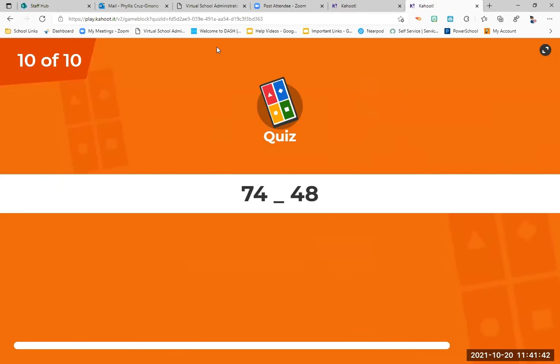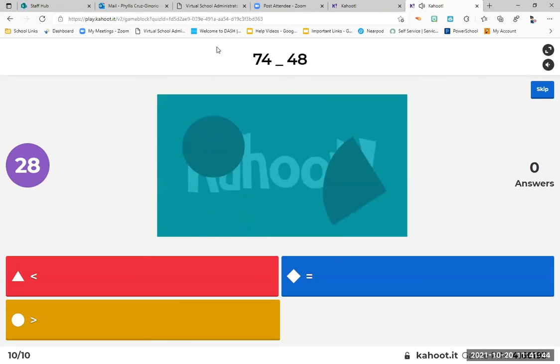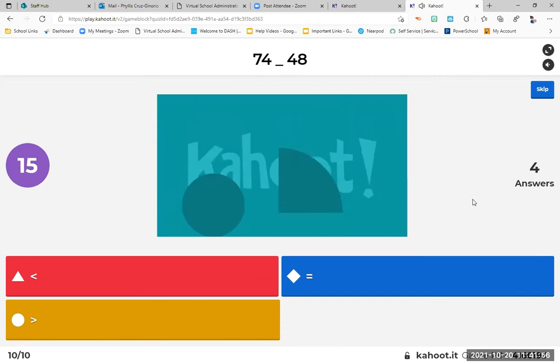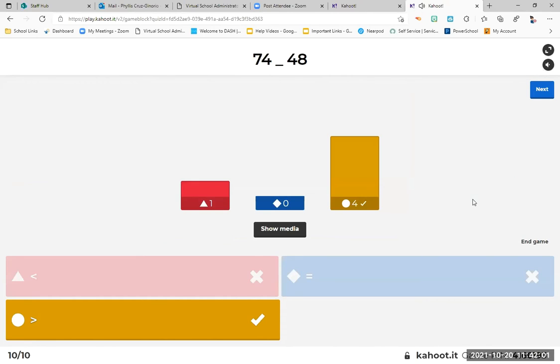Last one. Okay, what symbol do we use? No, we're not adding. We're just comparing. What would we put to compare those two numbers? Are they equal? Which one's greater? Which one's less? Which one do you want to eat? Most people chose the right answer, and it is the yellow one. You're going to open up your gator mouth.